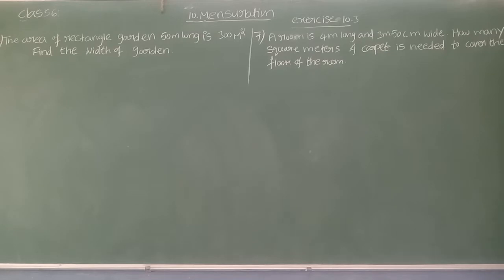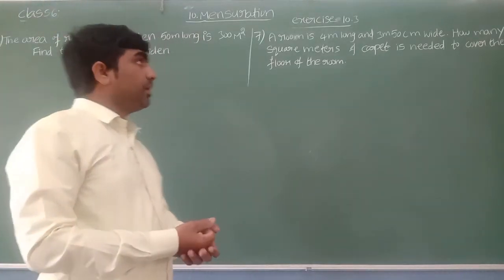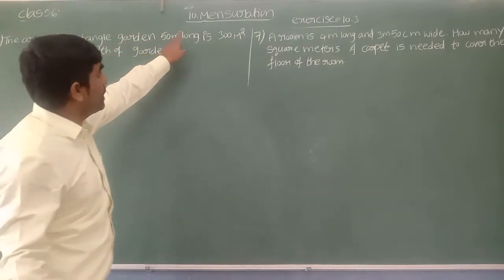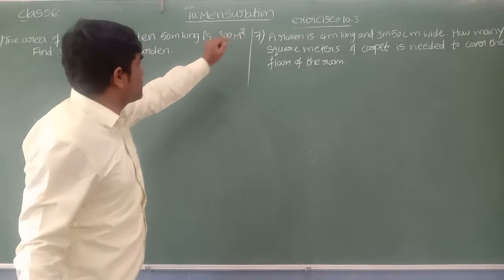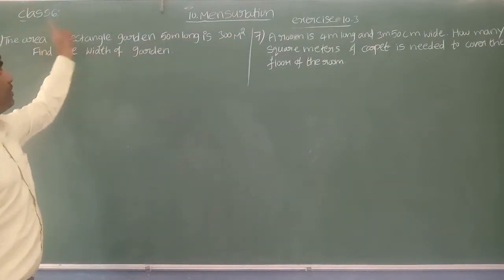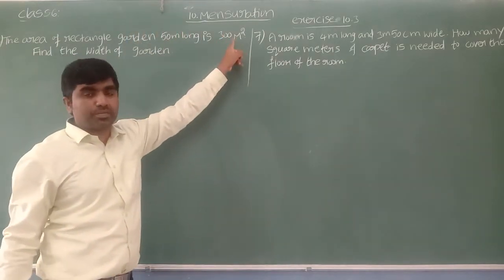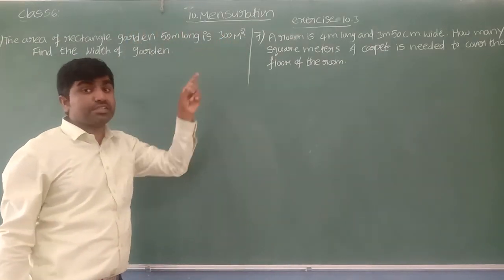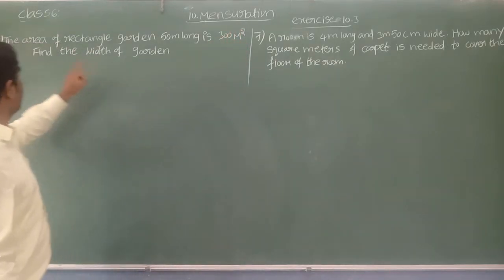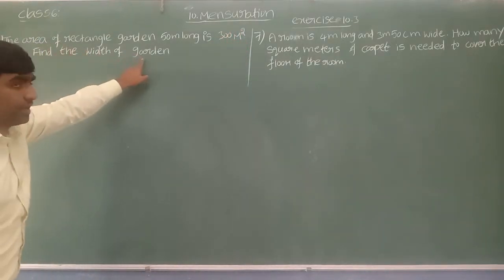Yes, children, let's see some more applications based on the area of a square and rectangle. From exercise 10.3, let us see the fourth one. The area of a rectangular garden 50 meters long is 300 square meters. The length is 50 meters and the area of the garden is 300 square meters. As I said, the units of area are always square units. Find the width of the garden.